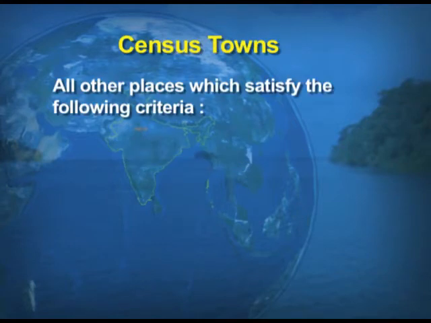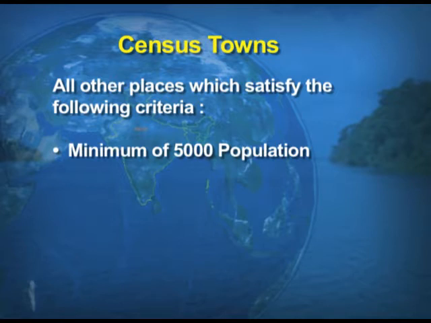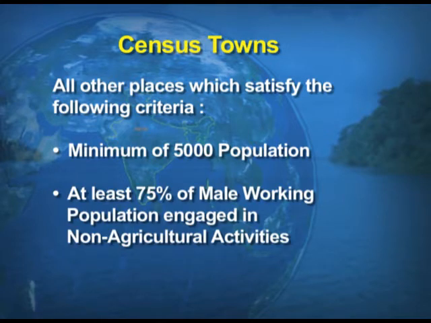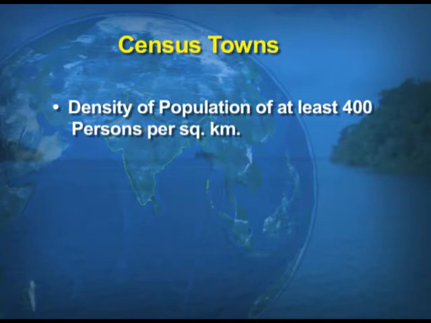All other places which satisfy the following criteria. Number one, a minimum of 5,000 population in that area. Number two, at least 75% of the male working population should be engaged in non-agricultural activities. And the last criterion is that the density of population should be at least 400 people per square kilometer. Then only the town will be known as a census town.